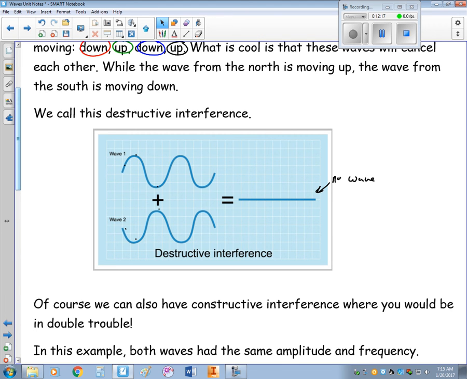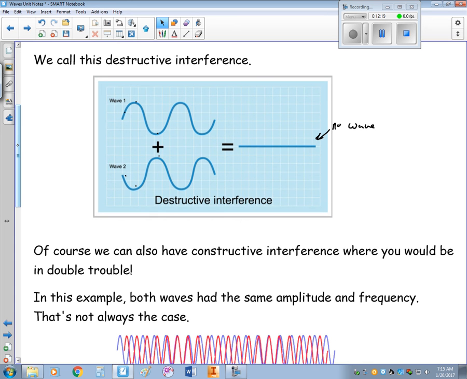Now, if you can have destructive, you can also have constructive interference, which is double the trouble. The two ups would overlap, making an even greater up. The two downs would overlap, making an even greater down. So those are destructive and constructive interference. This works for all waves. Sound is kind of cool: you can have destructive interference with sound. So imagine this: sound plus sound equals silence.